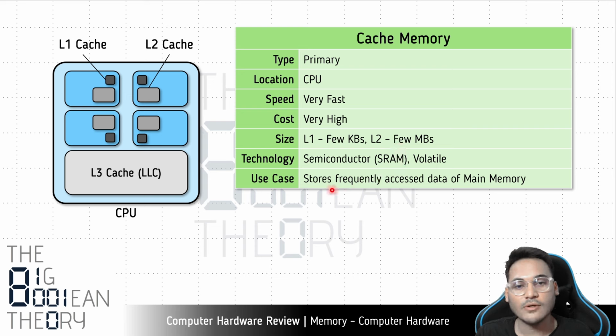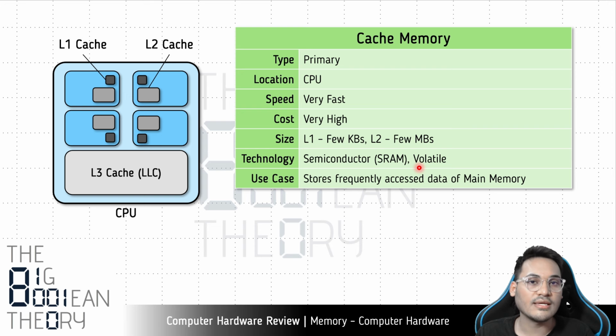And finally, let's talk about the technology. The technology that is used is called SRAM, or static RAM. If we compare this with the main memory, then the technology that is used to make the main memory is called dynamic RAM, right? So these are different semiconductor technologies. And again, the cache memory is volatile in nature. It's on the CPU chip, it depends on the power, and whenever the power goes off, its contents will be lost. So this was about the cache memory.